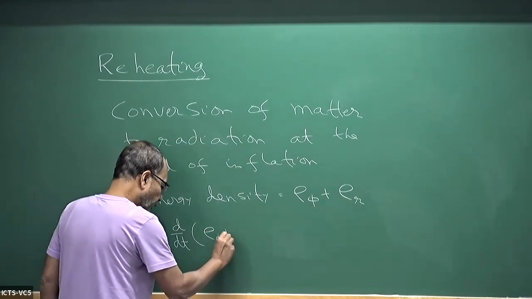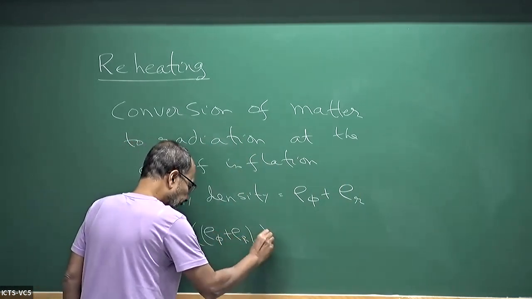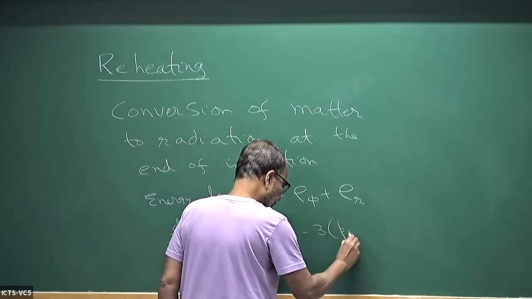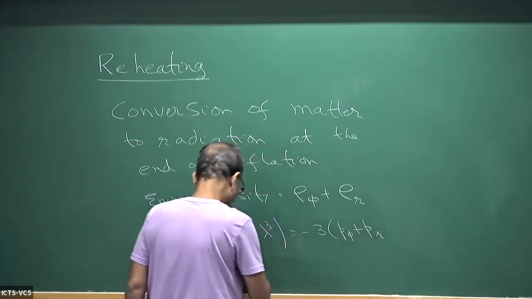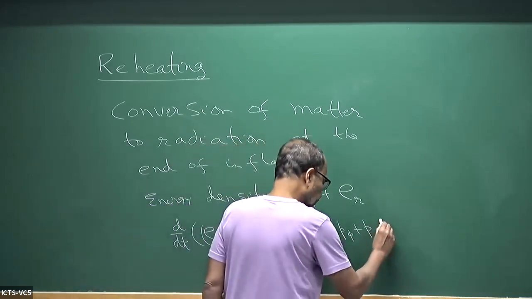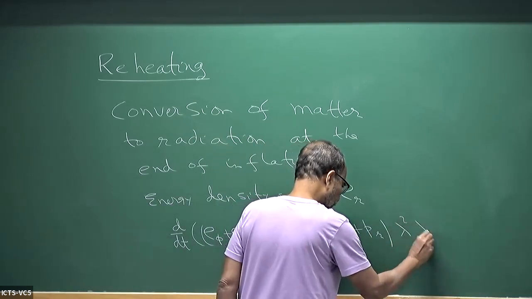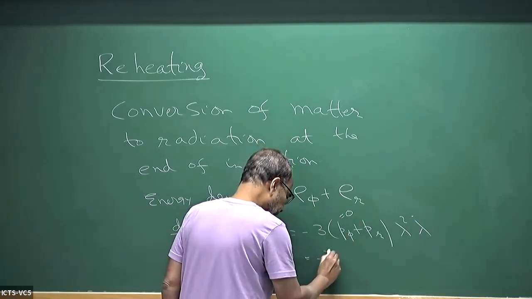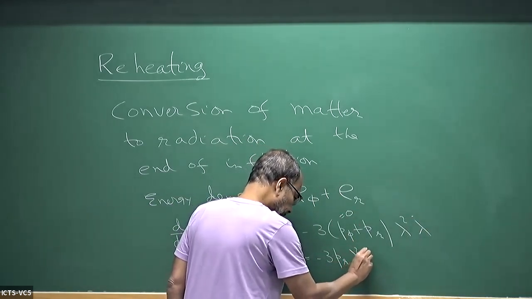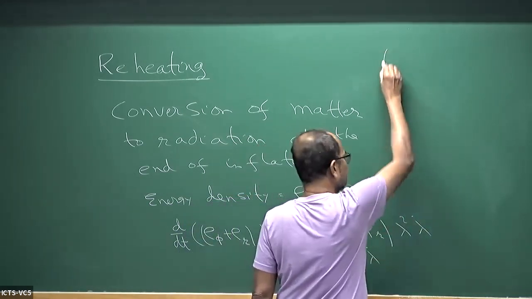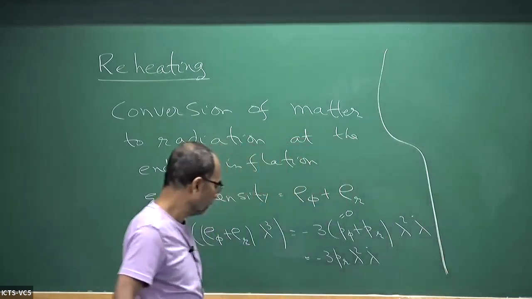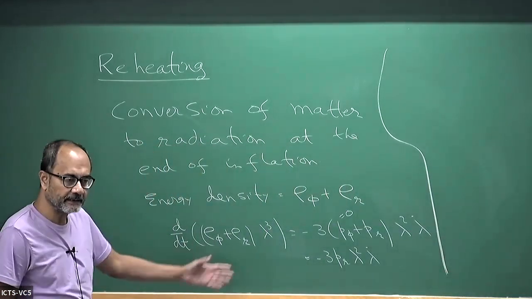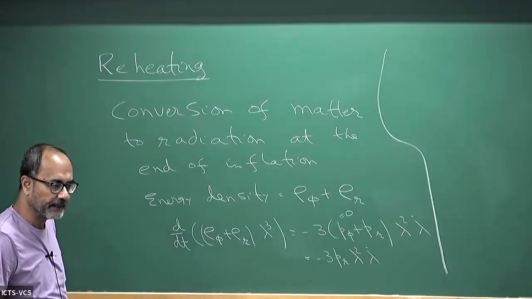First of all, let me write the conservation equation. So d/dt of (rho phi plus rho r) lambda cube should be minus 3 (p phi plus p r) lambda square lambda dot. But p phi of course is 0 because this is matter. So minus 3 p r lambda square lambda dot. This is the first equation, the standard energy conservation equation, the total energy conservation.